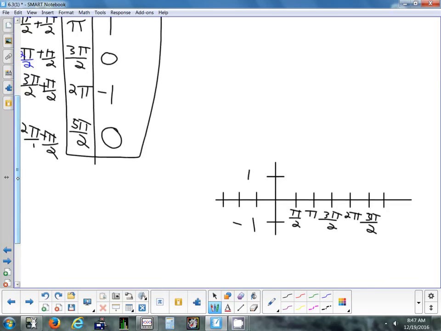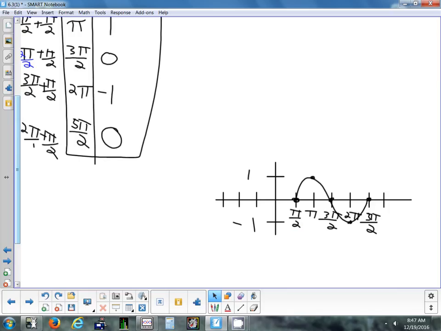Okay, so we have pi over 2, 0. Pi, we're at 1. 3 pi over 2, 0. 2 pi, we're at -1. And 5 pi over 2, back to 0. Okay, remember, when you connect it, try to make it look curved. Sine and cosine don't have any sharp turns in them. They should all look nice and curved.